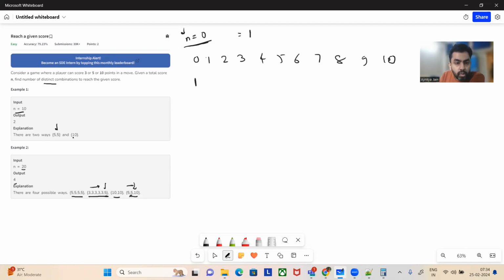Now, as you know, we have to go in increasing order, 3, 5, and 10. So we are going to solve for 3 first, for point 3.